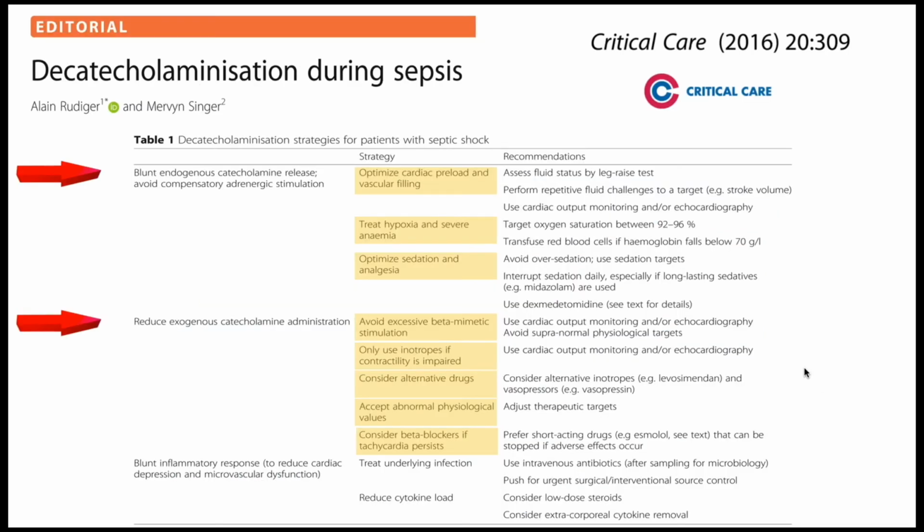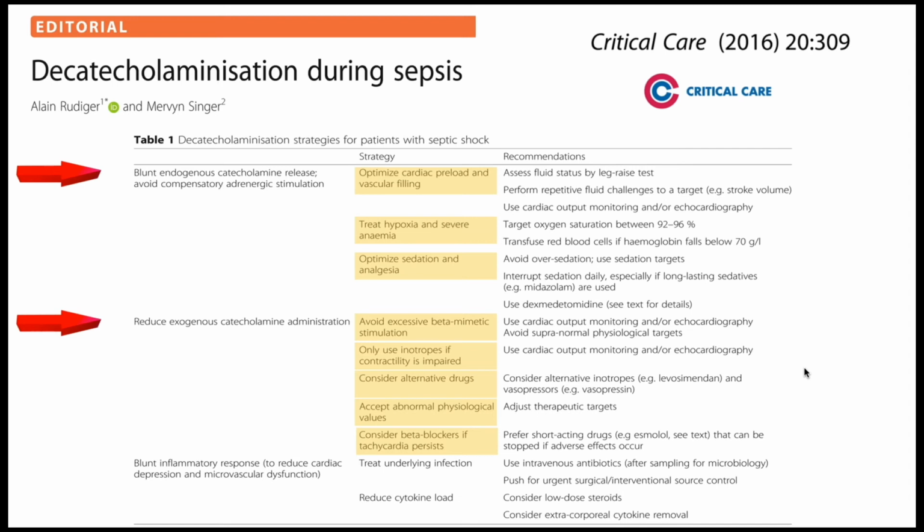Now, how can we decatecholaminize during sepsis? The first is to blunt endogenous catecholamine release, avoid compensatory iatrogenic stimulation. This we can do by optimizing the cardiac preload, treat hypoxia and severe anemia, optimize sedation and analgesia. However, all these 3 points have their side effects.